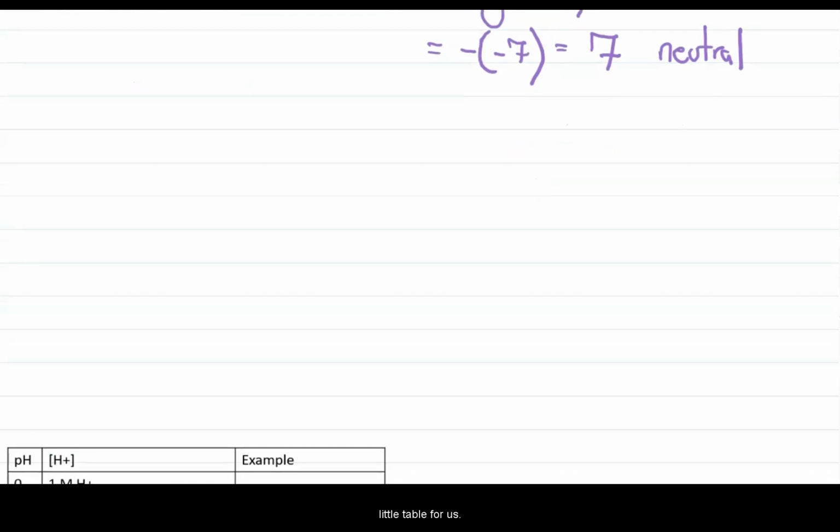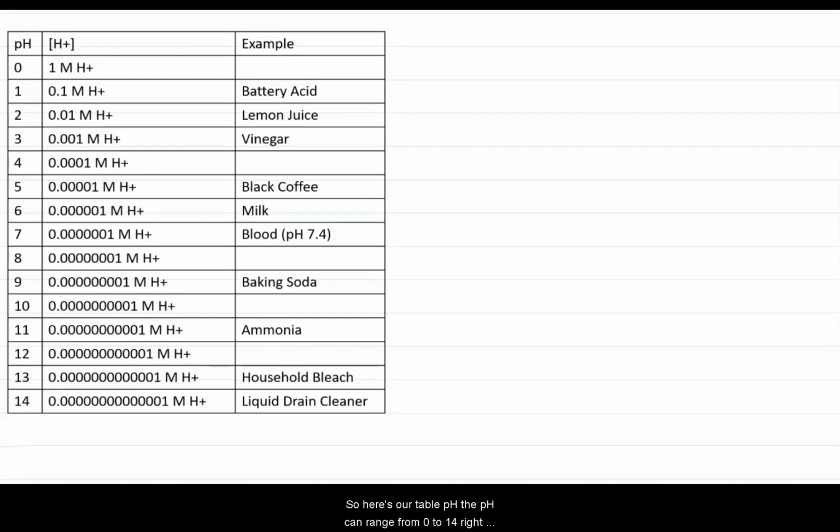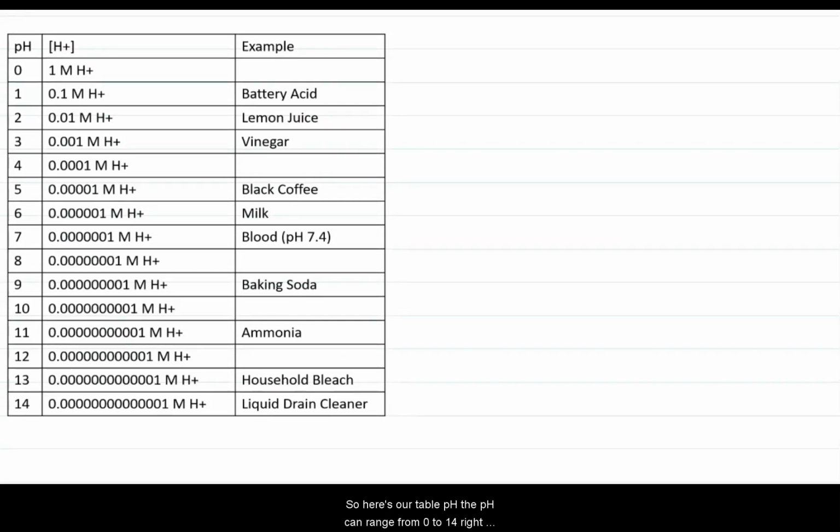So I've got a little table for us. So here's our table of pH. The pH can range from 0 to 14. Again, we're really just measuring the hydrogen ion concentration in our solution. So if you have a pH of 0, that means that you have 10 to the 0 molar hydrogen ions, which 10 raised to the power of 0 is 1. That would be a very acidic solution.